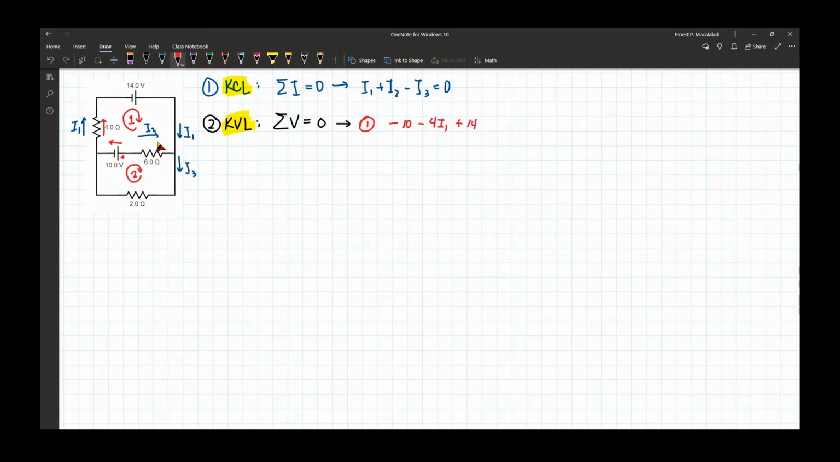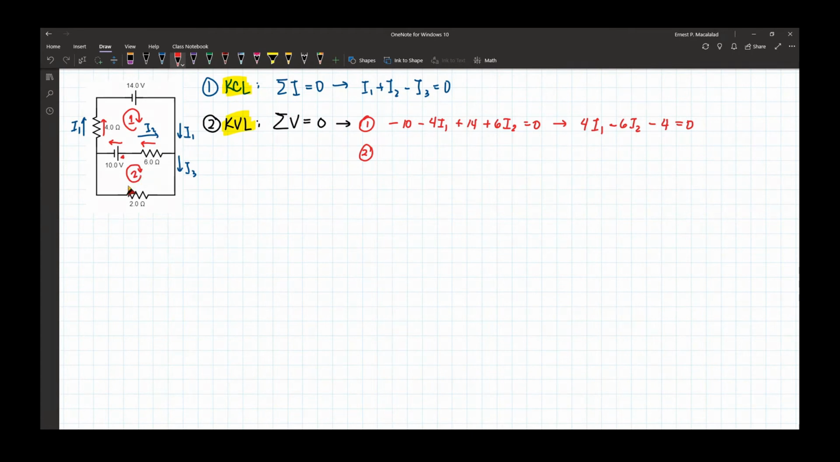And then the last part would be the current I2. The loop is in this direction, so this is a voltage gain. So this is plus 6I2. Simplifying this, we have 4I1 plus 6I2, minus 4 equals 0. Sabihin nyo kung may mali ako ah.